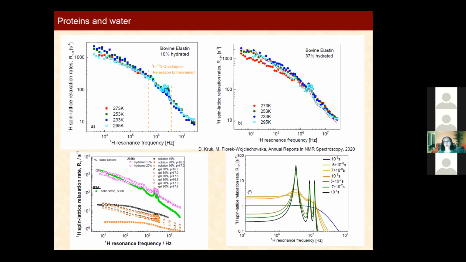Okay. Then one could, for instance, take something else, bovine serum albumin. One can change the hydration level. One can compare just the dry one with a slightly hydrated one. Actually, in this case, it seems that the fast motion becomes faster when you add some water.